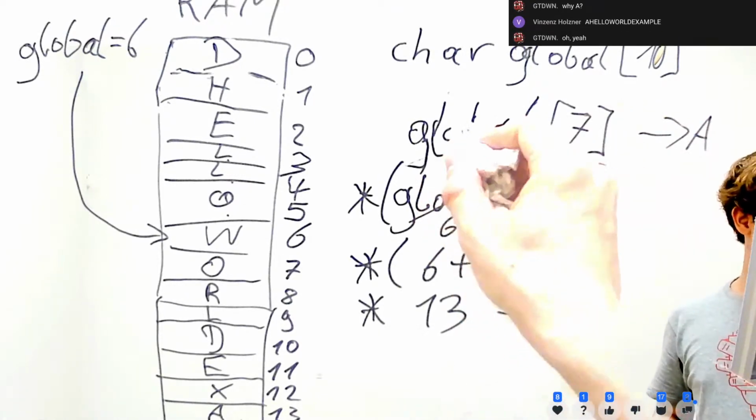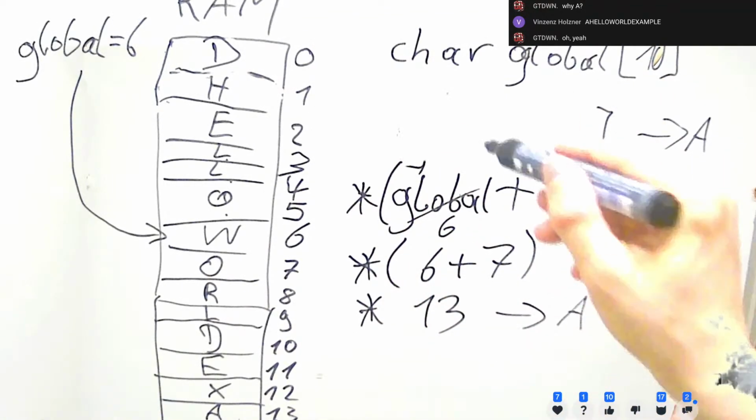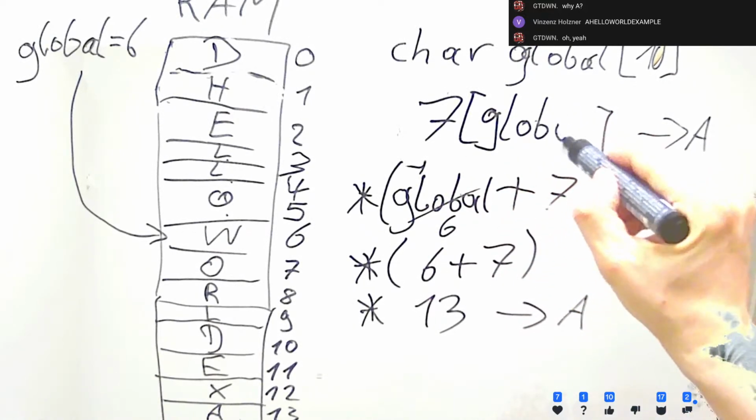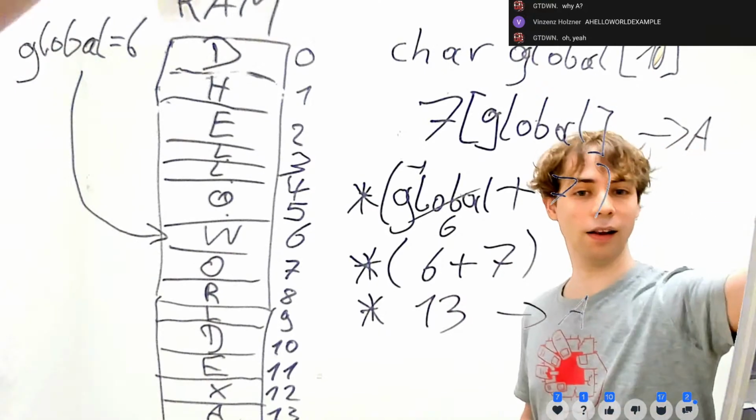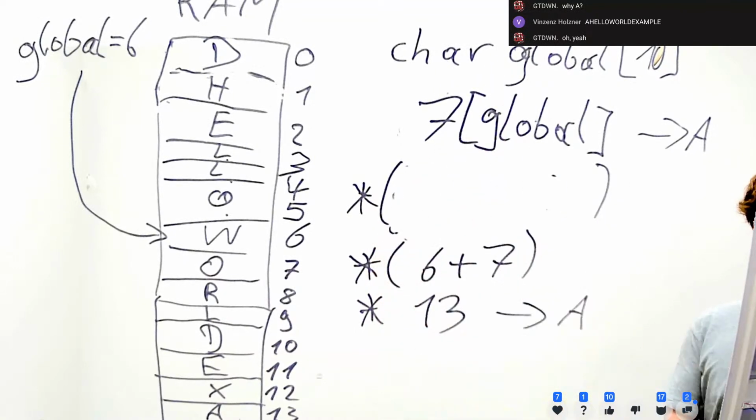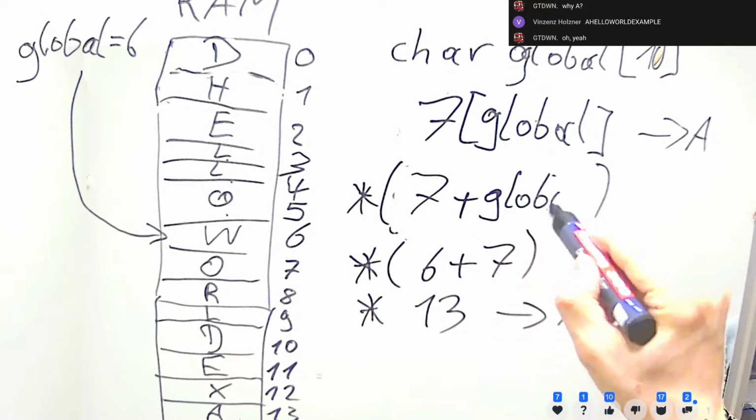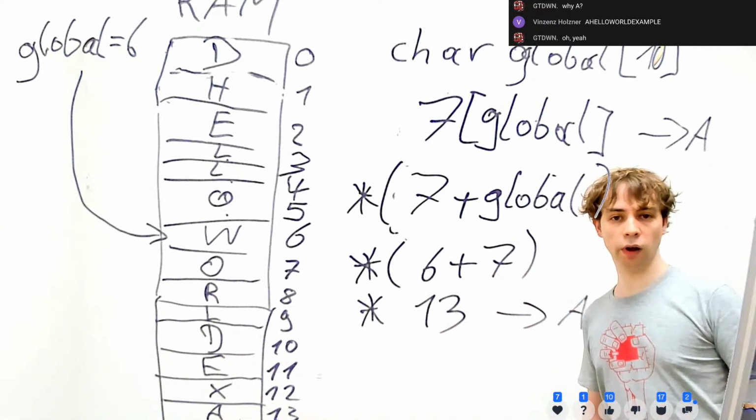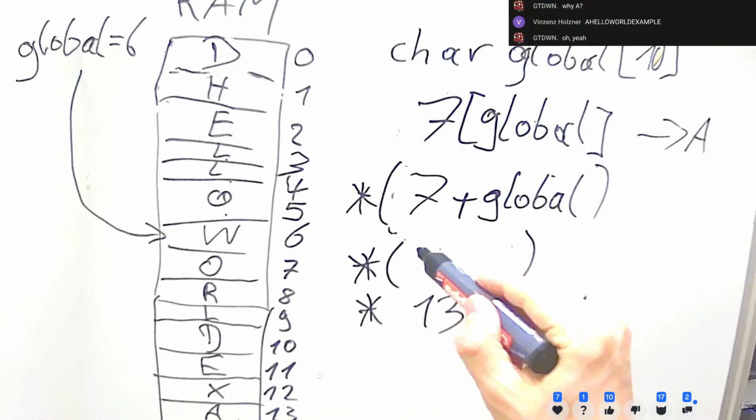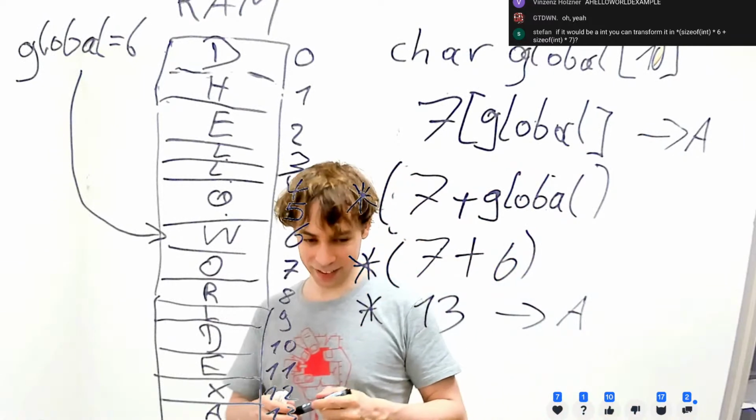Not with global 7, but let's do the same example with 7 global and let's see what happens. But this is math, right? 7 at offset global. This is just adding numbers. And if we do this, let me fill this in here. This is just 7 plus global. And that makes sense. And now this is not 7 plus 6, but it's 6 plus 7. It's 7 plus 6, right? Okay, yeah.